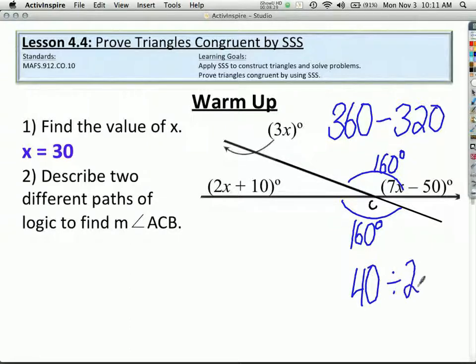Divided by 2. Why are you allowed to divide it by 2? Why could you divide it by 2? Why not 3, or why not 8, or why divide by 2? The two angles we know are going to be congruent to each other, and if they're congruent to each other, then we have to take the total measure and divide it by 2.